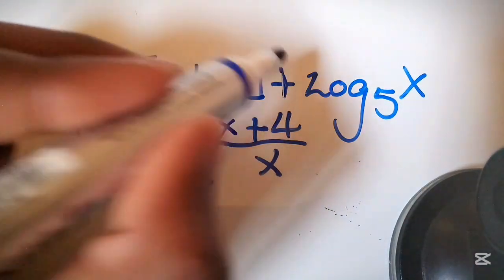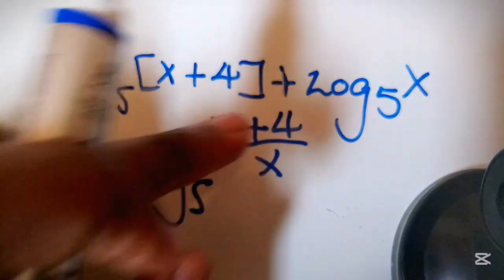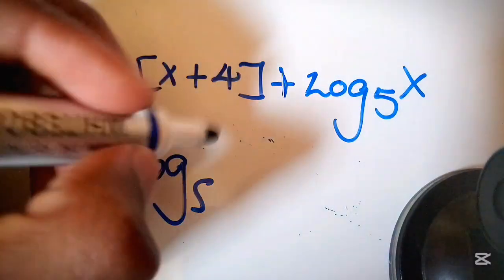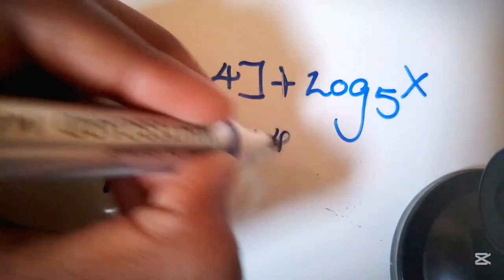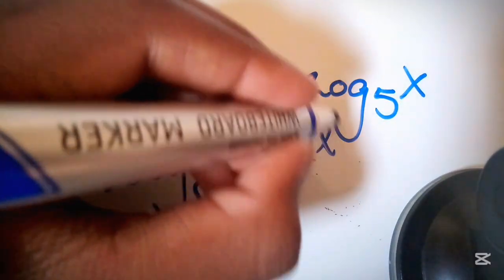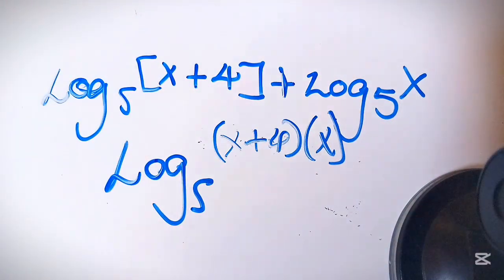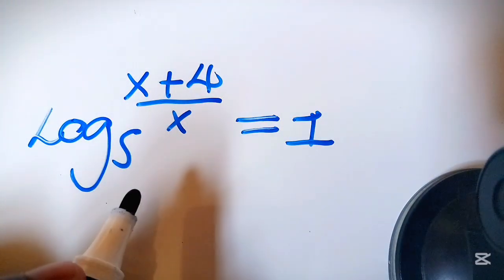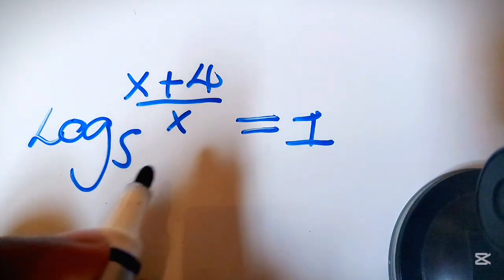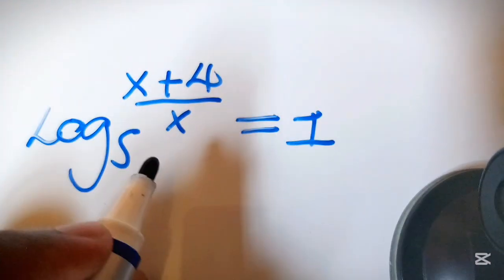If this was a plus, on the other hand, it would have been this times this: (x plus 4) times x. In this case, we are subtracting. So now we have log 5 of (x plus 4) over x is equal to 1.